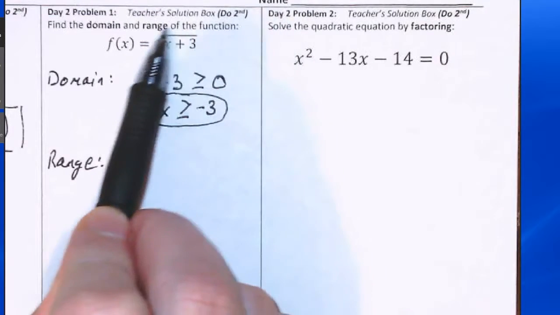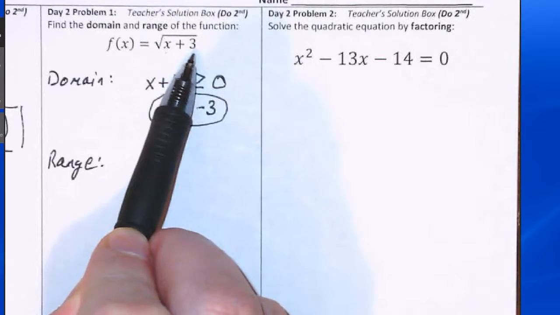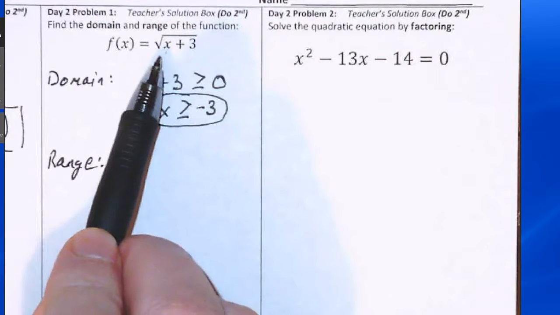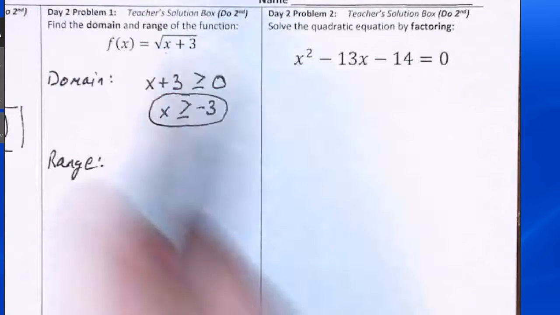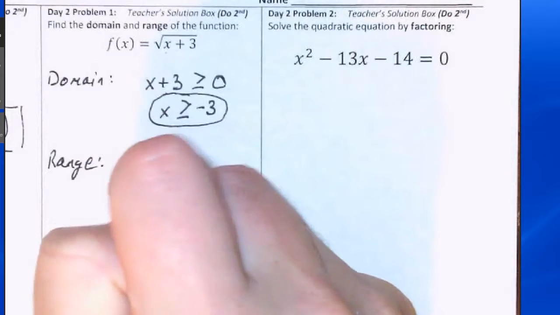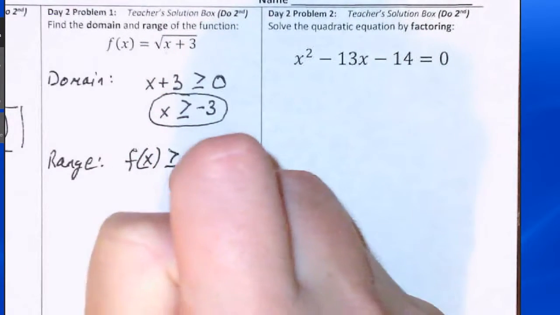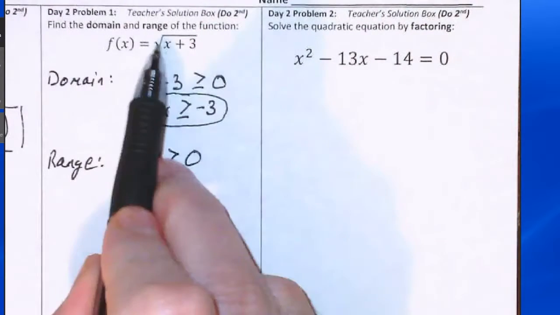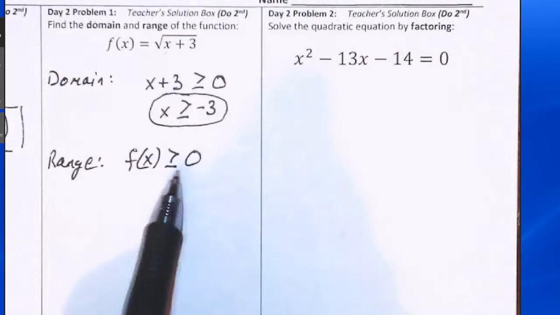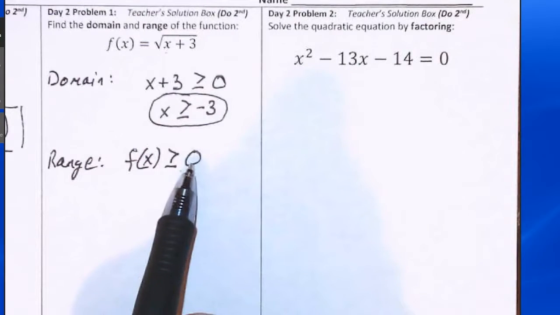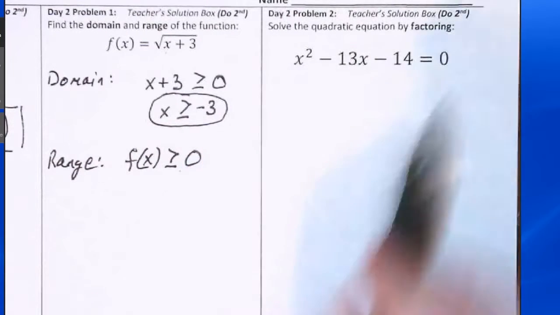The smallest value that a square root function will ever output is 0, and then it can output positive numbers. And so our range is that f of x must be greater than or equal to 0. This square root function can output 0 or any number greater than 0.